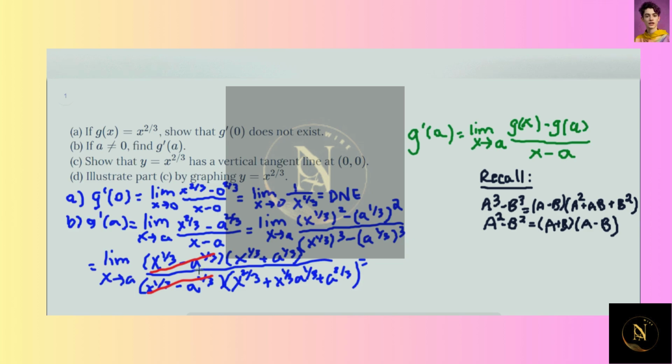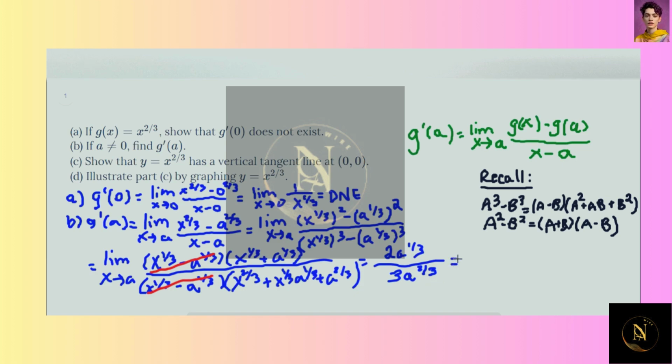And our next step will be to evaluate the limit as x approaches a. So every x becomes an a. Here we have a to the 1/3 plus a to the 1/3. That's 2a to the 1/3. And then the denominator, we have a to the 2/3 plus a to the 1/3 times a to the 1/3. That's a to the 2/3 as well. And then we have another a to the 2/3. So that's 3a to the 2/3.